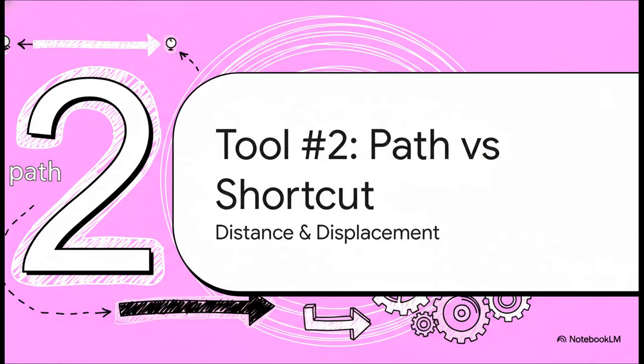Okay, so we've got our starting point locked in. Now we're ready for tool number 2. This is all about how you measure the journey itself. And it turns out there are 2 really different ways to do it. You can measure the path you actually took, or you can just measure the shortcut.